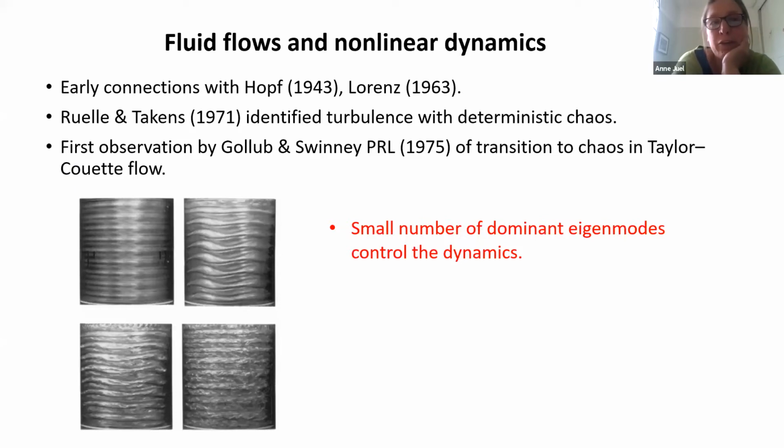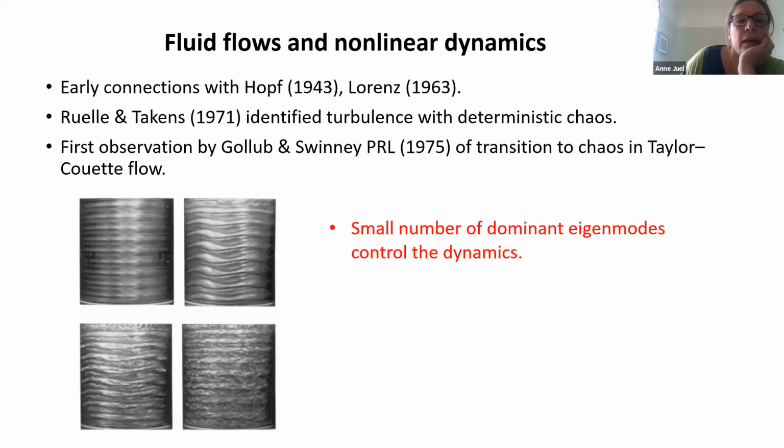And this is a very partial history, by the way, but a notable milestone is the identification by Ruelle and Takens in '71 of turbulence with deterministic chaos. And then following that, the first observation in a fluid flow by Gollub and Swinney of a transition to chaos, and that was in Taylor-Couette flow. So in that type of flow, you have significant spatial confinement, and that means that a small number of dominant eigenmodes will control the dynamics.